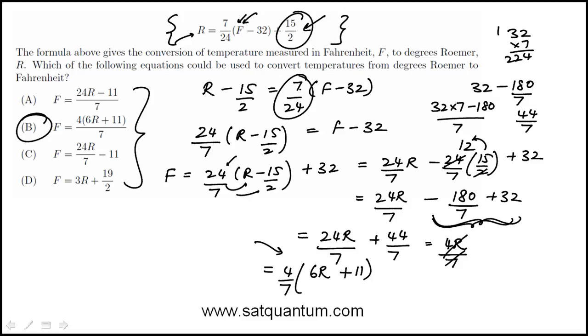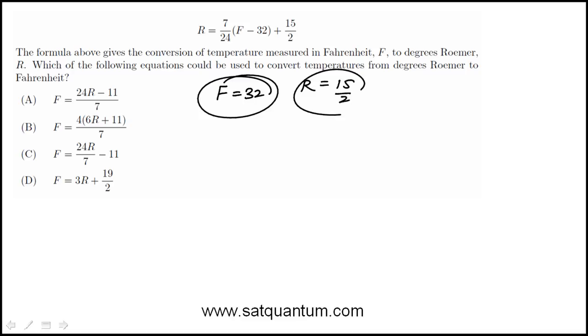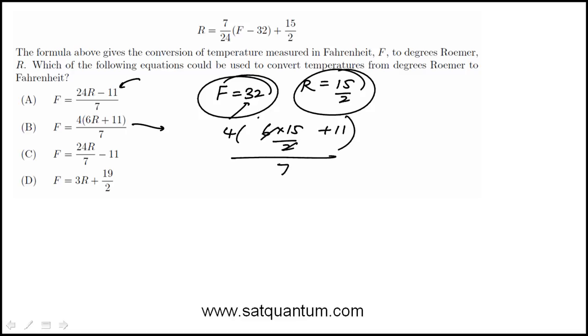So that's one approach. The other approach is you can use values. You can plug in numbers. For example, we know that when F is 32, so this would be a good choice, R has to be equal to 15 over 2. So what you're doing is, if you were to replace R with a value of 15 over 2, you should get F equal to 32. So if you were to do this, I'll do it for the correct answer. So that's 6 times 15 over 2 plus 11 over 7. That's 15 times 3 is 45 plus 11 is 56.